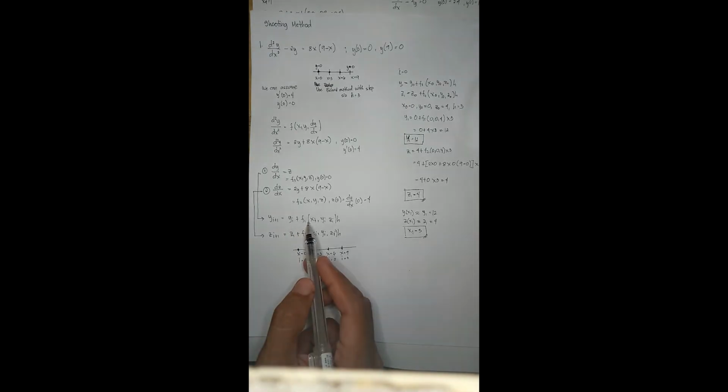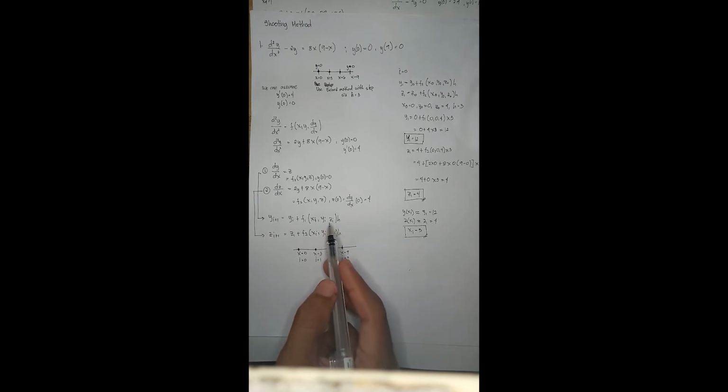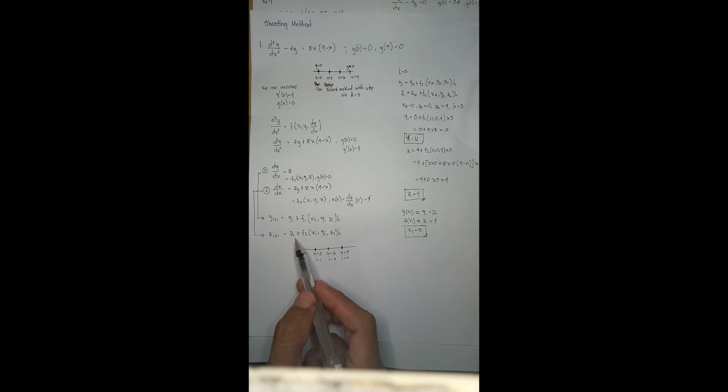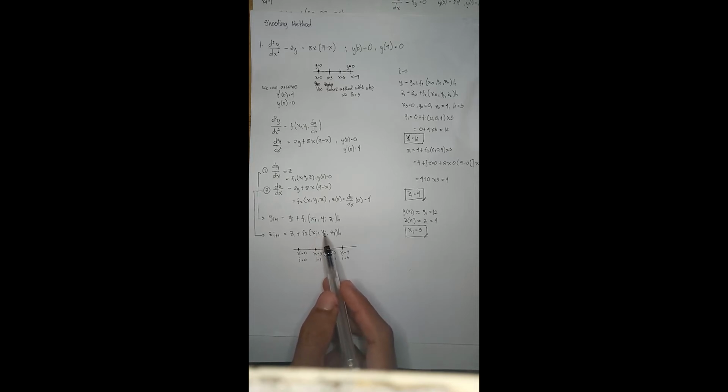Using equation 1, y(i+1) is equal to yi plus f1(xi, yi, zi) times h, and therefore equation 2, z(i+1) is equal to zi plus f2(xi, yi, zi) times h.